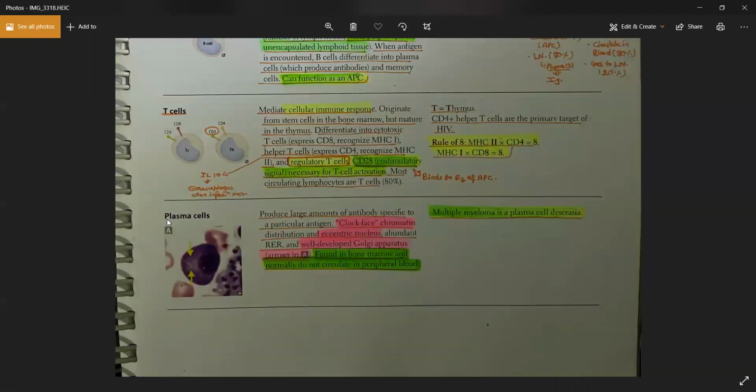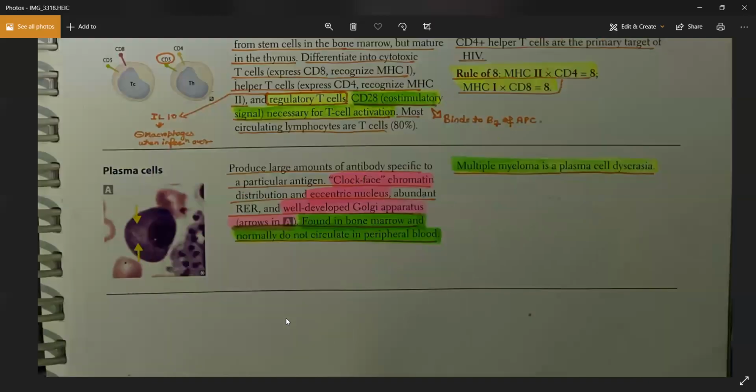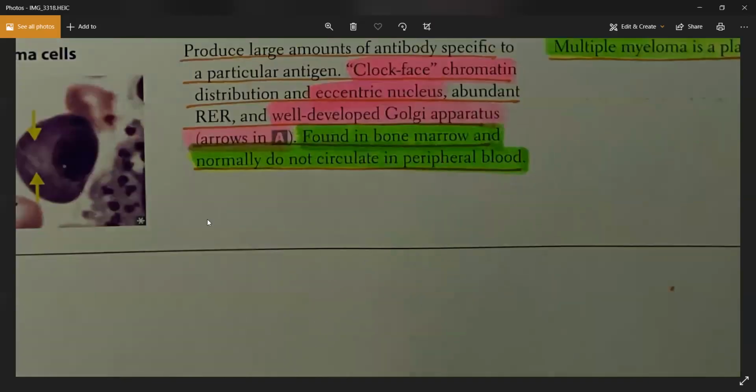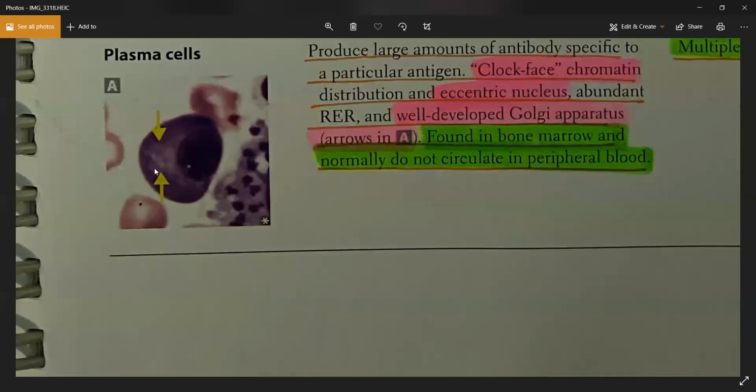Now comes the plasma cells. We have discussed that already. The B lymphocytes, whenever they get activated, will start secreting antibodies by converting into plasma cells. A very important part is they have clock face chromatin. When you look in the nucleus, you will see the chromatin arranged like a clock face, in the periphery like that. Apart from that, they also have a lightish portion in the cytoplasm. If you can see, guys, let me zoom. They have a very lightish region in the cytoplasm.